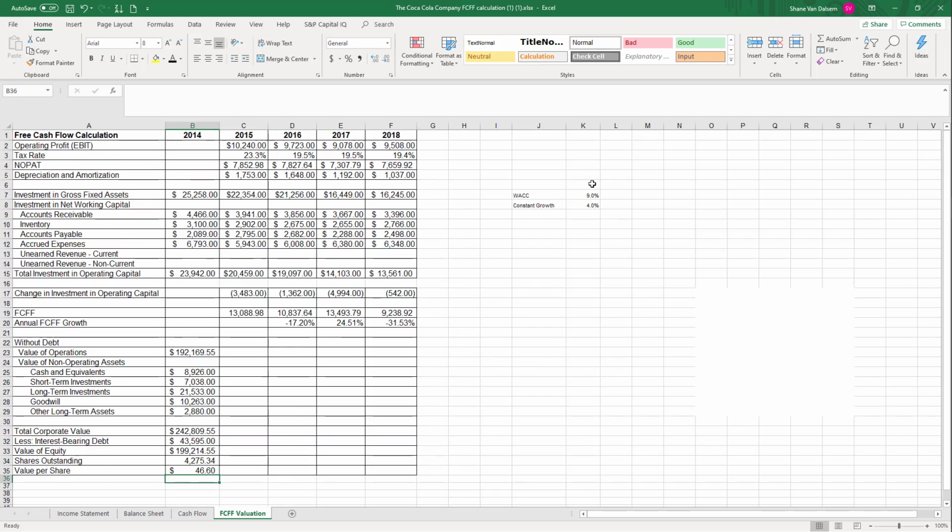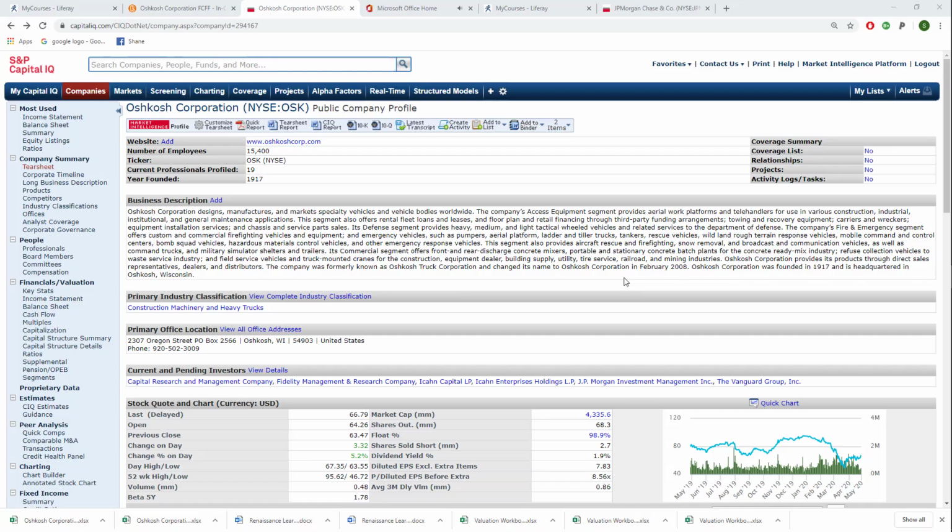Part of that was done on purpose because of the choice here I did for constant growth and weighted average cost of capital. But these are also fairly reasonable estimates for those. So that is how we would value Coca-Cola.